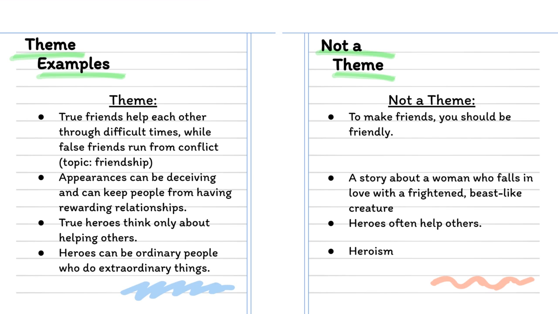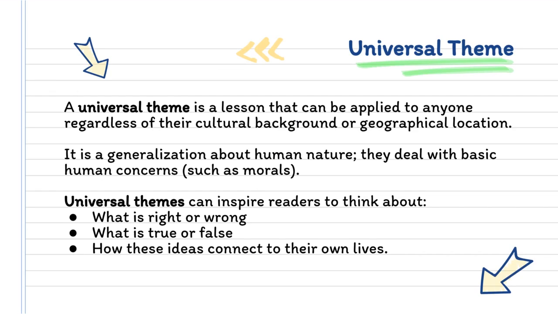Here's another example using Beauty and the Beast as the movie or book example. So again, the topic is appearances, but the theme would be appearances can be deceiving and can keep people from having rewarding relationships. This is not a theme: a story about a woman who falls in love with a frightened beast-like creature. That's more of a summary. The theme would be that appearances can be deceiving and can keep people from having rewarding relationships.